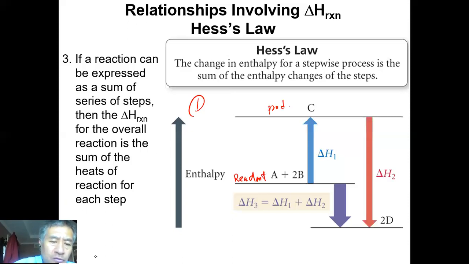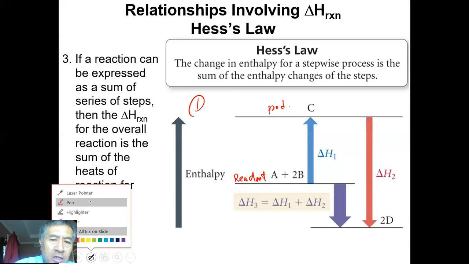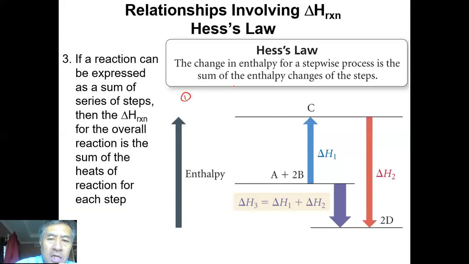Therefore, for reaction one, let me erase and rewrite. For reaction one, we can write A plus 2B produce C. For reaction two, it means starting with C as reactant and producing 2D as product. So we can write the chemical reaction for two, with this delta H2, as 1C produce 2D. Then equation three starts from the two reactants, A plus 2B, and produces 2D.